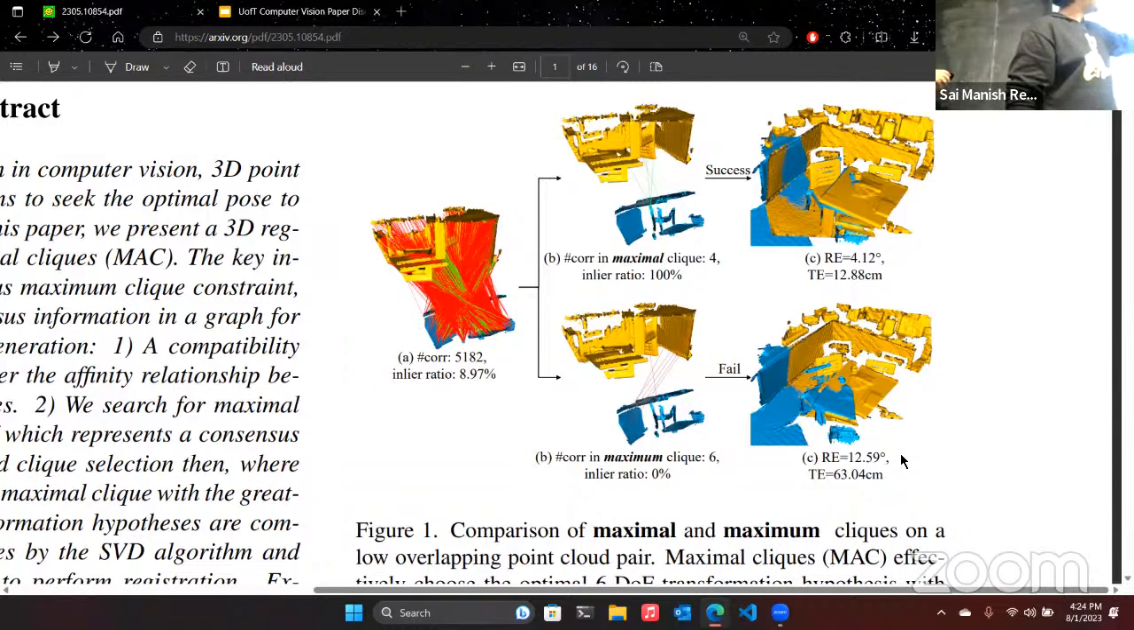So rotational error in the maximum clique process is 12.59 degrees and 63 centimeters as the translational error, whereas in the maximal clique process, it's only 4 degrees and 12.8 centimeters. So it is comparatively very less. So this particular example is cherry picked only to show that maximal clique can outperform maximum clique in particular cases.